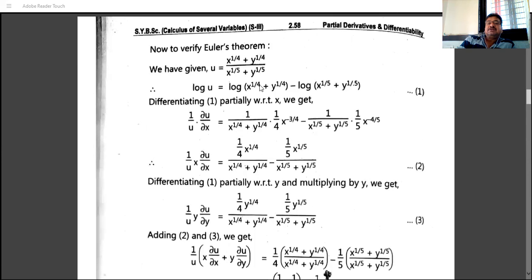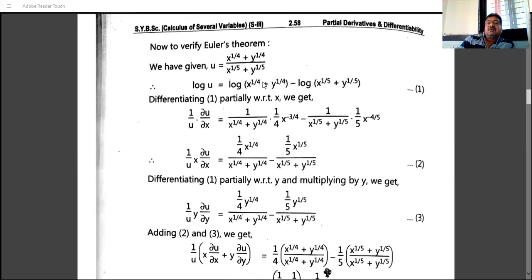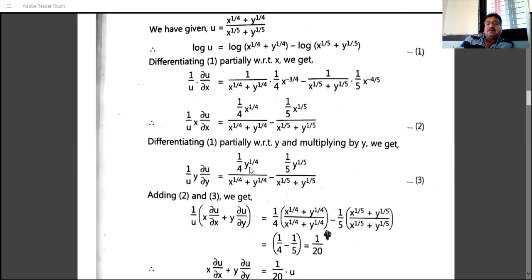Then similarly differentiate this with respect to y. So we have this derivative, y raised to 1 by 4, its derivative is 1 by 4 y raised to 1 by 4 minus 1. So 1 by 4 minus 1 is right here.